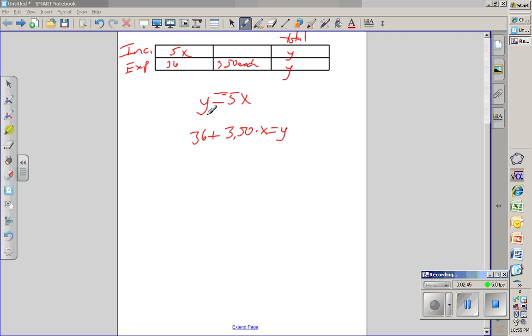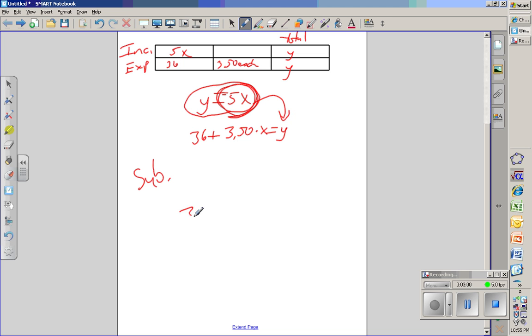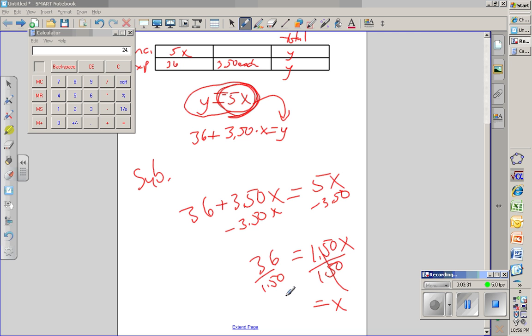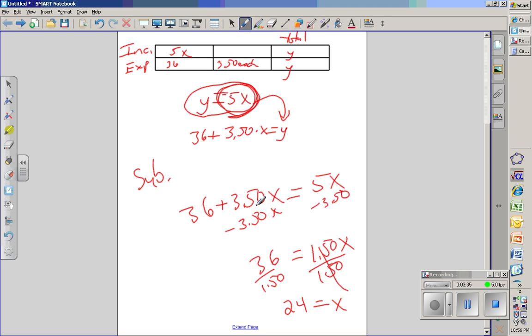For this, when I see that y is all by itself, I believe the substitution method will be the easiest to do. So I'm going to take my y equals 5x, and I'm going to put 5x in for my y. So I'm going to get 36 plus $3.50x equals 5x. If I subtract $3.50x from both sides, I get $1.50x equals 36. If I divide by $1.50, I get that x equals 24.